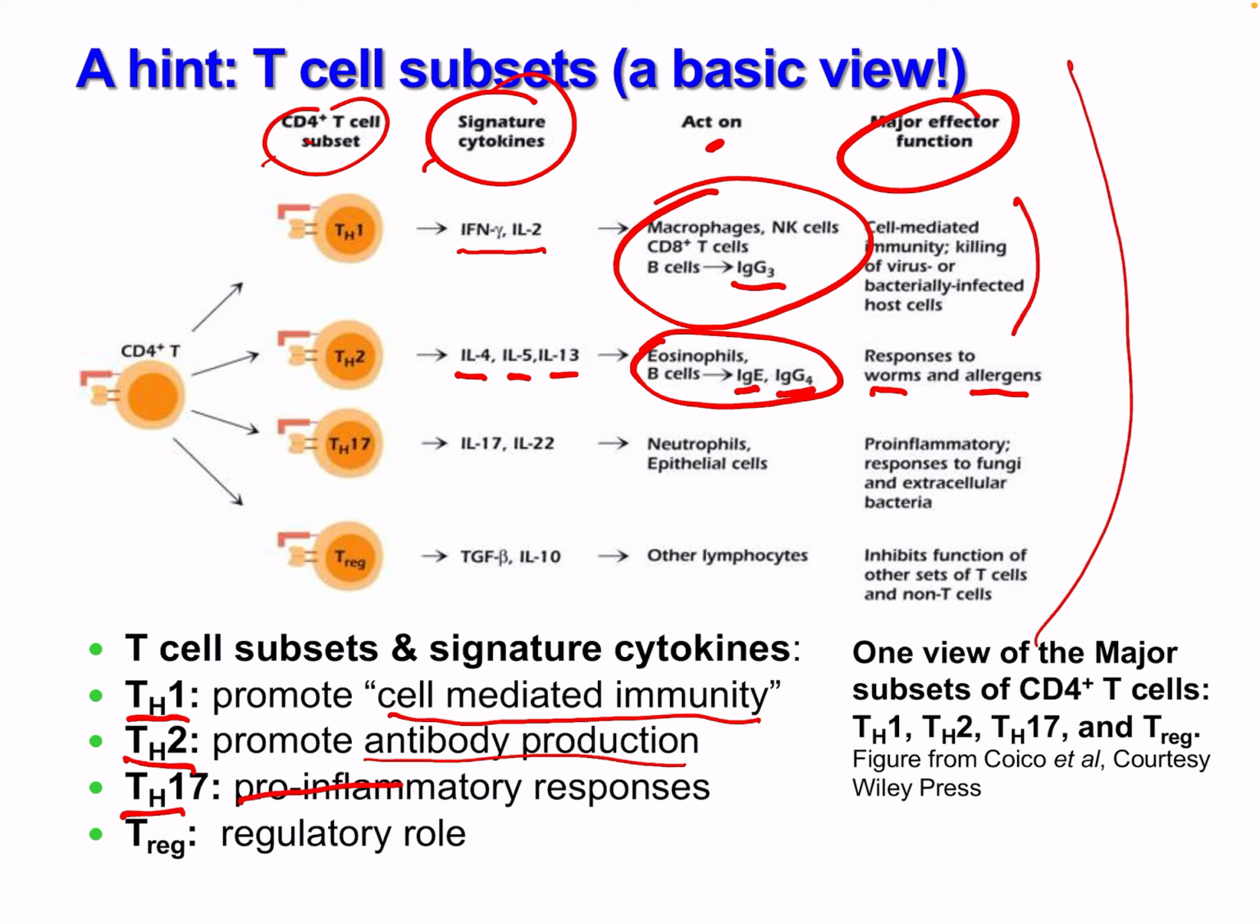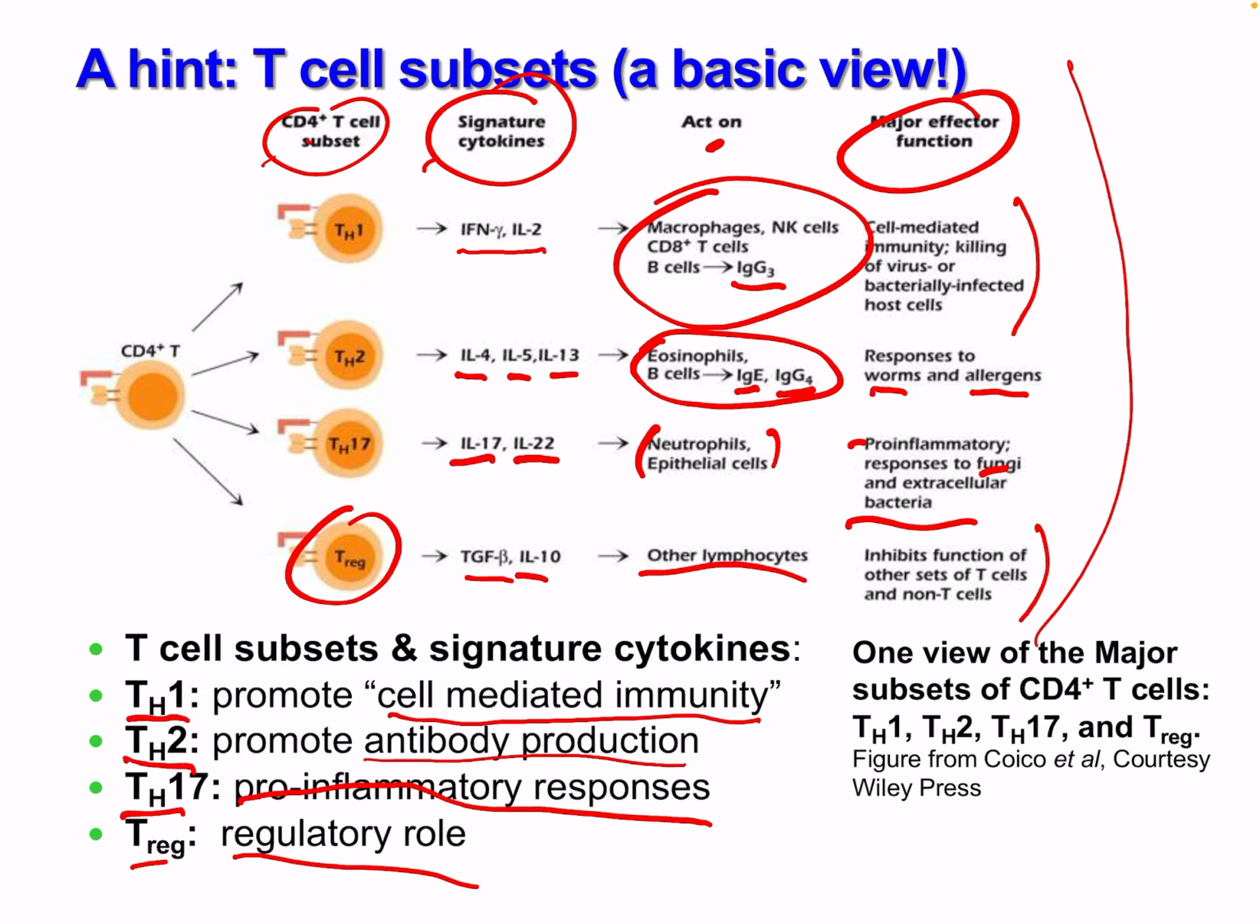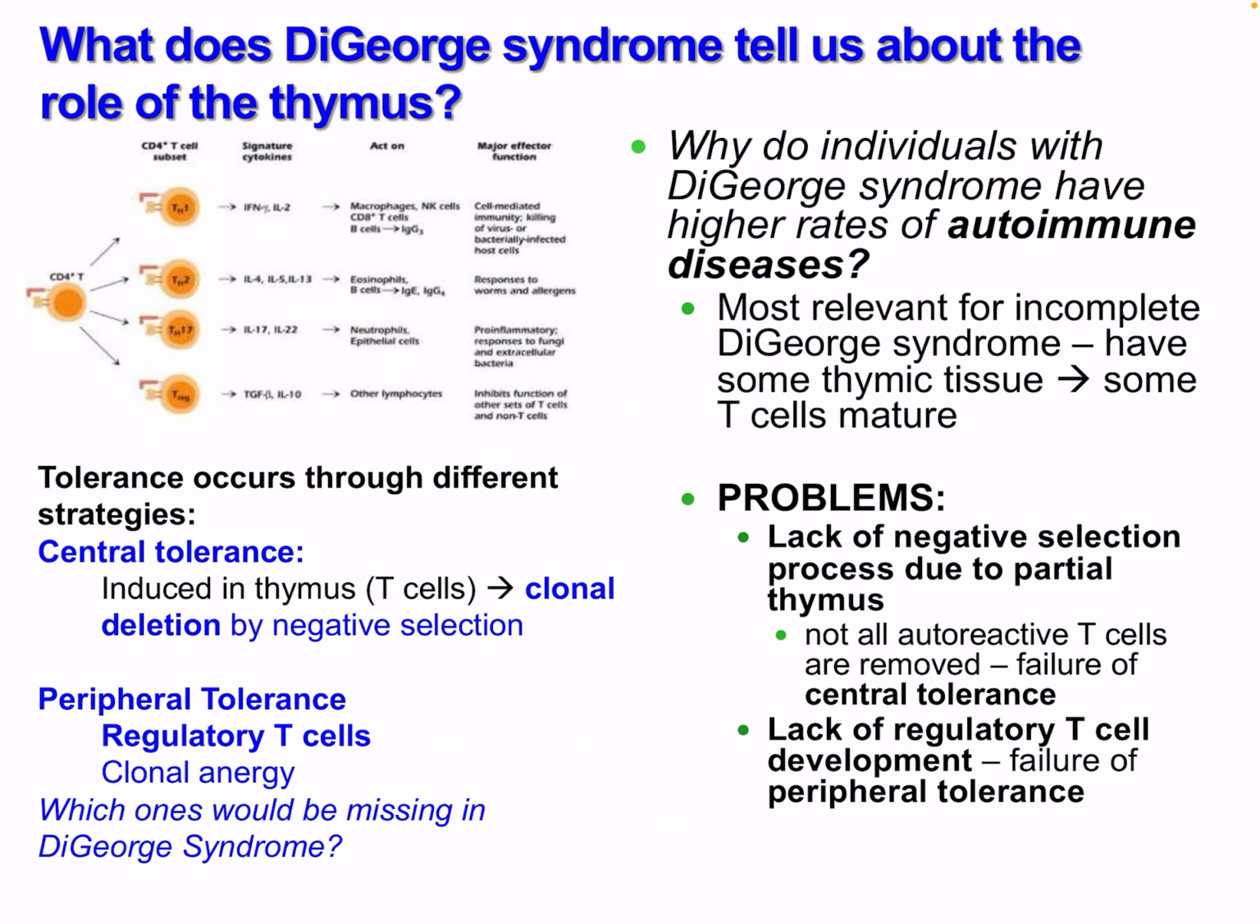Th17 are pro-inflammatory responses and have been linked to several conditions, but are also very important. They release IL-17 and IL-22, stimulate neutrophils and epithelial cells, are pro-inflammatory, and respond to fungi and extracellular bacteria. T regulatory cells release TGF-beta, IL-10, and inhibit functions of other T cells, again a regulatory role. And we'll go over these again in more detail.